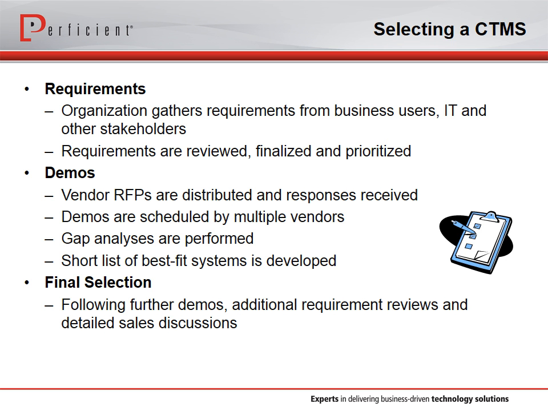So now that we know more about what a CTMS can do and what sorts of organizations can benefit from one, let's talk about how to go about choosing the right system for your organization. So the first step in any software selection process is to gather your requirements. This can be done in a number of ways, such as analyzing your current process and tools.